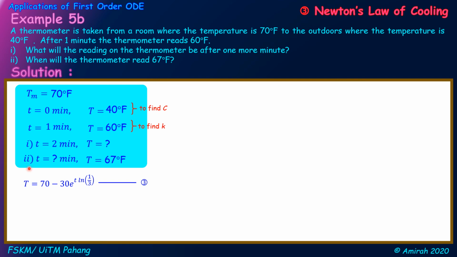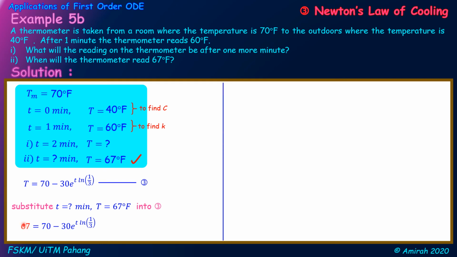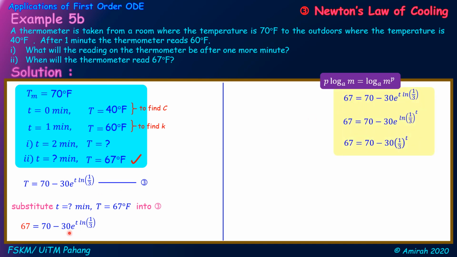Now we continue with question number Roman 2. We need to substitute temperature equals 67 degrees Fahrenheit into equation 3 here to find the time. From the properties of logarithm, p log a^m equals log a^m to the power of p. So we can write 67 equals 70 minus 30 e to the power of ln 1 over 3, and we move t up here using the properties of logarithm, so we get exponent t here.